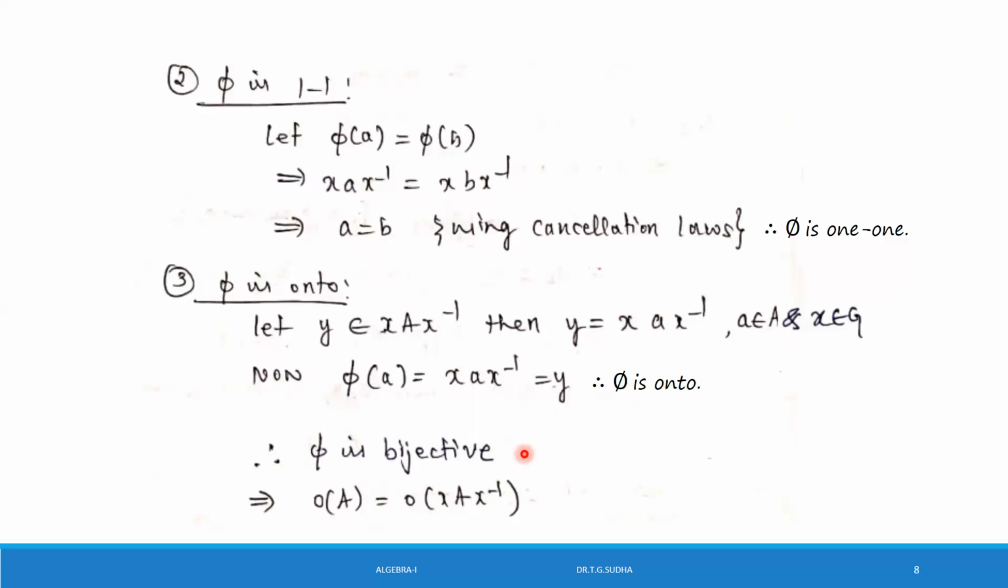Since phi is a bijective mapping, the order of, that is the cardinality of the domain set is equal to the cardinality of the codomain. Therefore, order of A is equal to order of x A x inverse, hence the lemma.